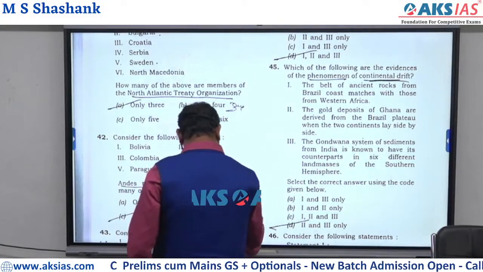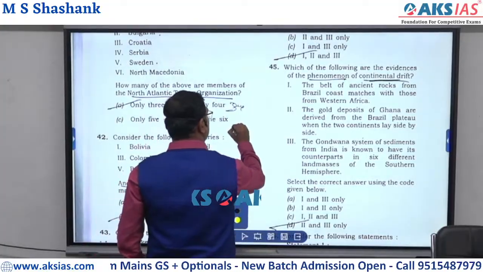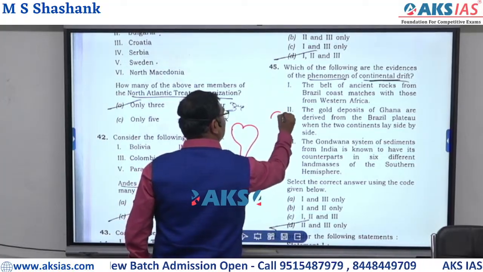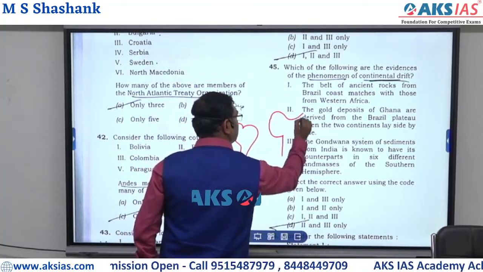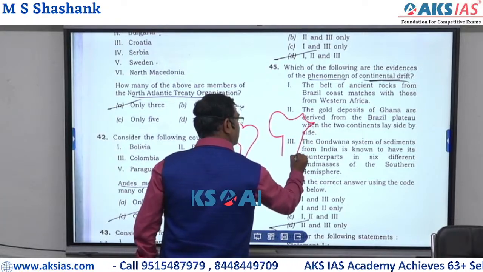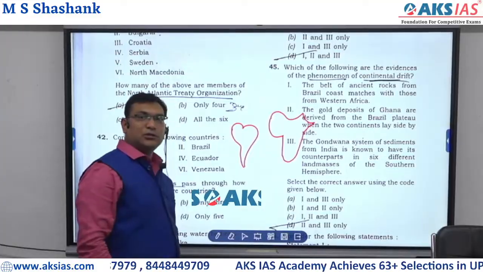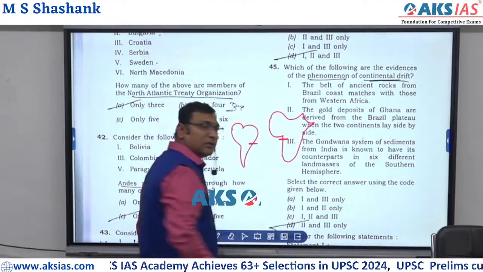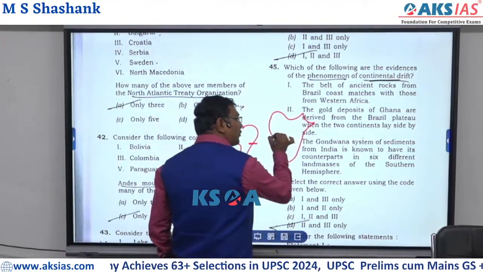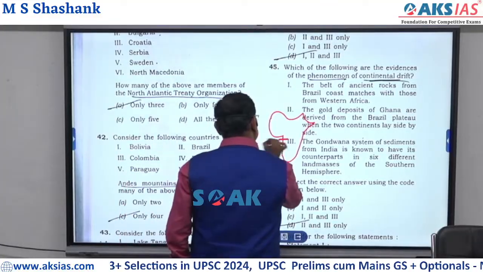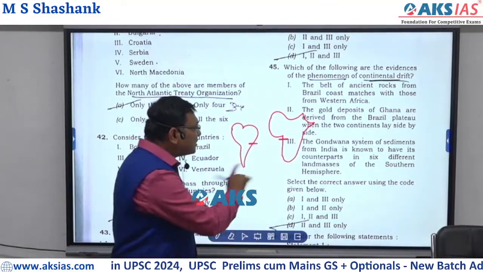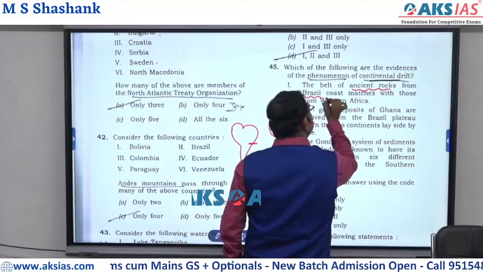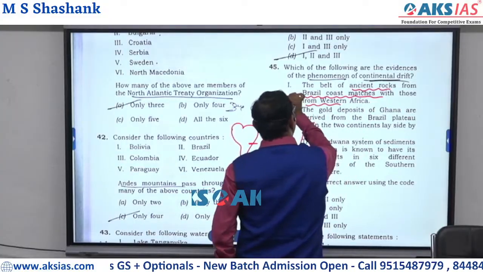Yes or no? If you look at here, this is your Brazilian coast and this is your Africa. So both the rocks of this coast and the rocks of this coast, the Gulf of Guinea coast and this Brazilian coast, have the same age. So the belt of ancient rocks from the Brazilian coast matches with those of the West African coast. This is a right statement.